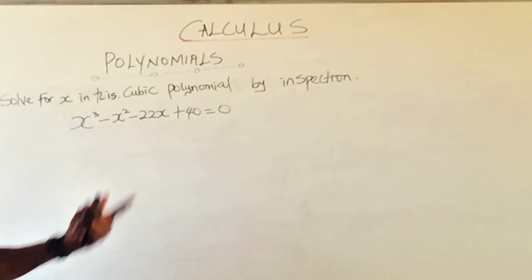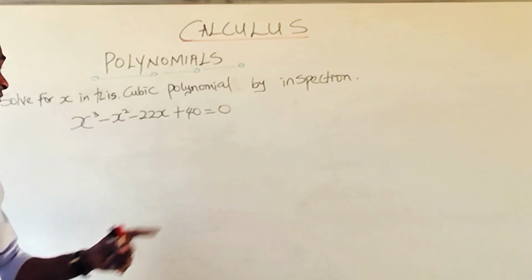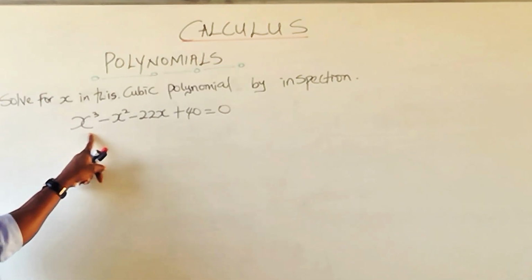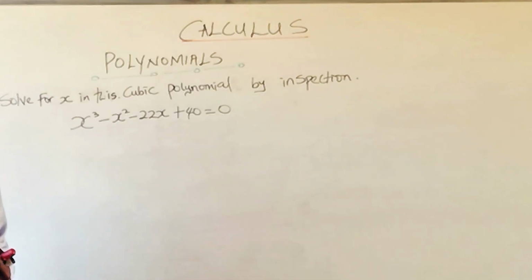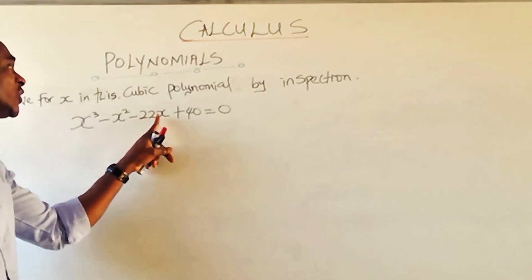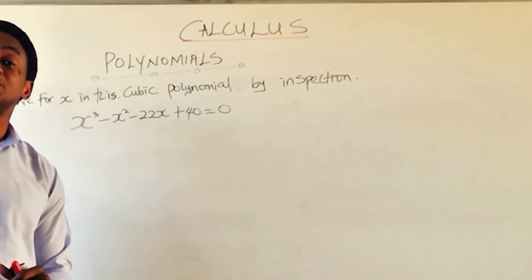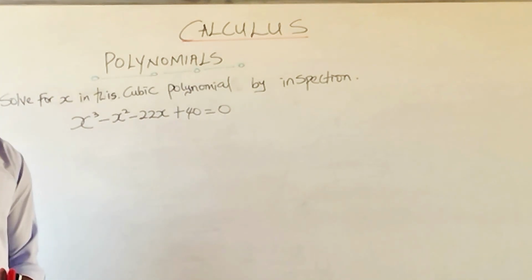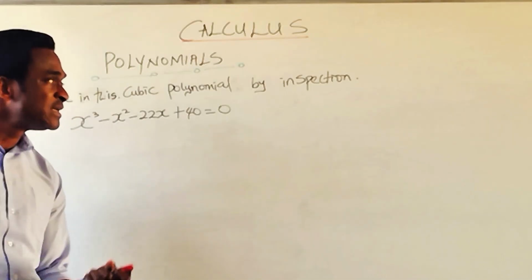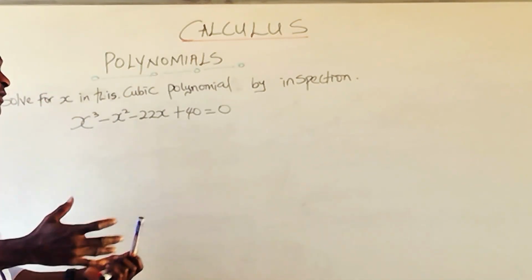Inspection. Now, like we did when we were solving using the synthetic method, by inspection, the first thing we do, if we were not given any factor, is to figure out what the factor is. Remember, the factor is that value of x that you sub into the expression, and everything will become equal to 0.